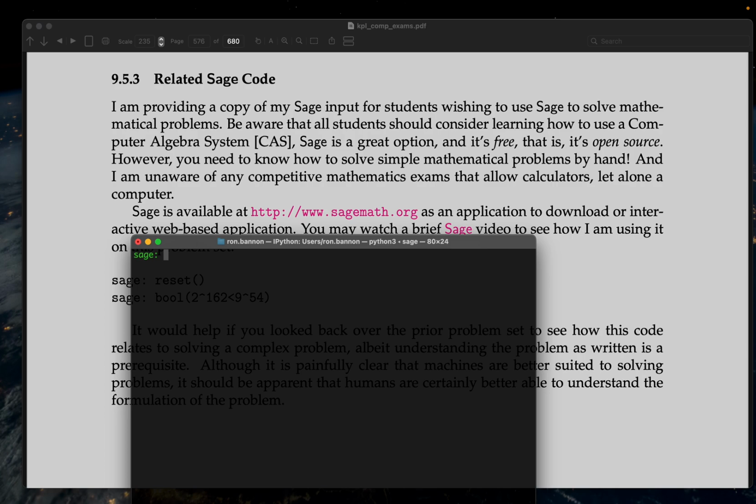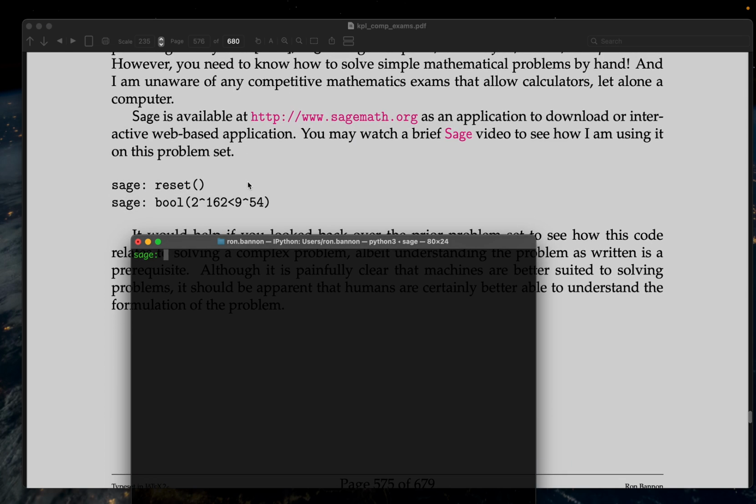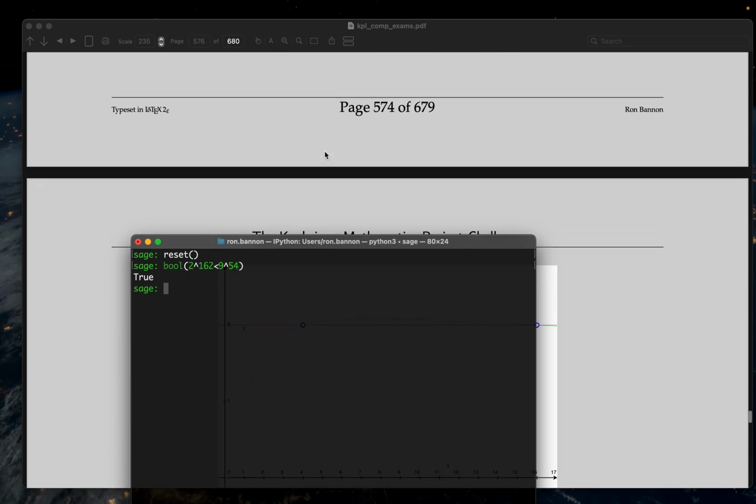I'm running Sage, and I'm going to ask it a question. First I'm going to reset, and then I'm going to say bool. Bool is a question. It says, is this true? Is 2 to the 162 less than 9 to the 54? Now the answer is either going to be true or false. It's true. Let's go back over this and make sure you understand where this came from.